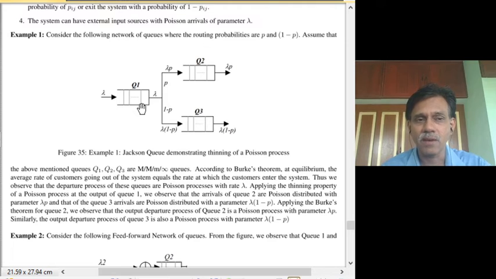If you know the service rates of each of them, we can treat them as independent queues, and we can write down the probability that there are N1 customers in Q1, N2 in Q2, N3 in Q3. Rho 1, rho 2, rho 3 can be calculated using this lambda: lambda p, lambda into 1 minus p are the respective arrival rates, mu1, mu2, mu3 are the respective service rates. Using that, you can find rho 1 power n1 into 1 minus rho 1, rho 2 power n2 into 1 minus rho 2, rho 3 power n3 into 1 minus rho 3, and so on.